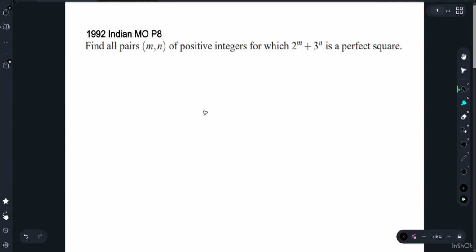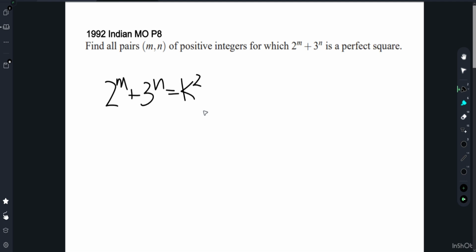First of all, we know that 2^m + 3^n is equal to k squared, where k is a positive integer.